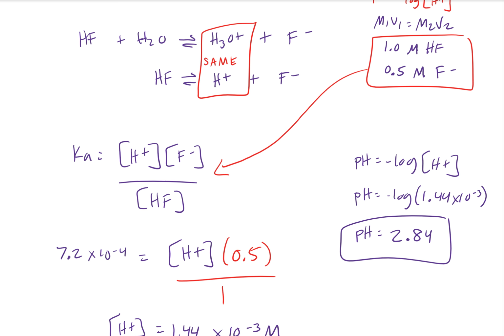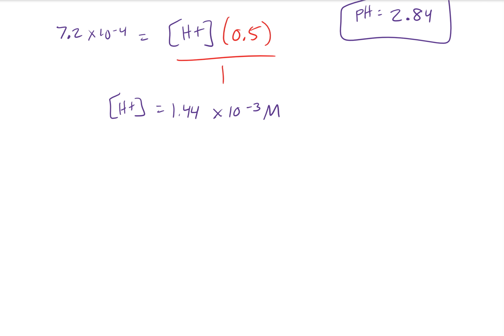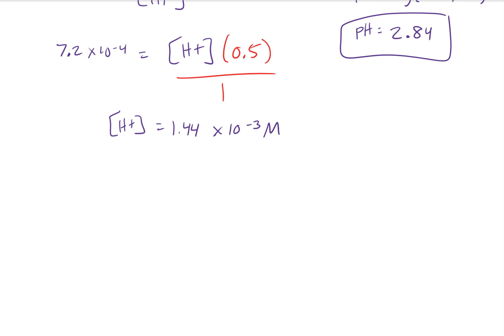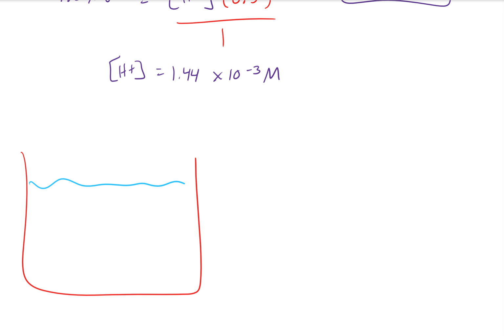And the cool thing about a buffer is that it resists a very, very significant change in pH. Meaning, since the pH of our buffer is 2.84, it's going to stay at about 2.84 no matter if you add acid or if you add base to the buffer solution. And that's because the buffer contains two parts. Our buffer contains HF and its conjugate base, F minus.